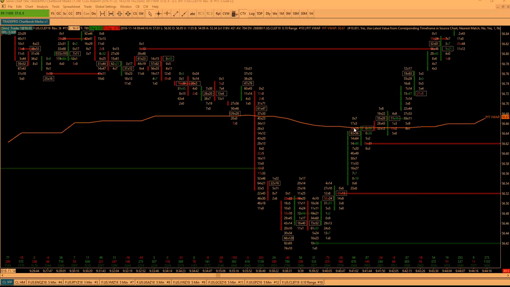So we've got sell imbalance here and sell imbalance here, showing that sellers hit the market aggressively in these levels, anticipating the market to rotate back down into here. What happened on this next rotation? We got a higher rotation followed by a move back down here.